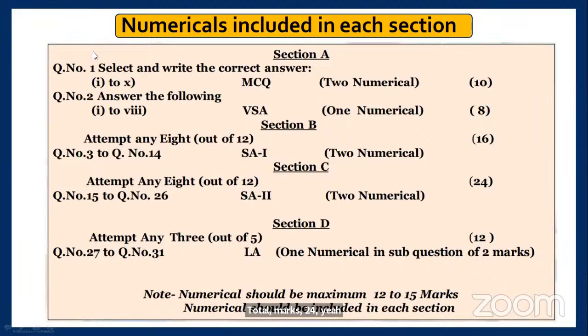Last section, section D. This is a long answer type section. Here you have to attempt any 3 out of 5. Question number 27 to question number 31, long answer types. 1 numerical in each, a sub-question of 2 marks. Numericals should be a maximum of 12 to 15 marks and are included in each section. So you have to pay attention to solving the numericals also. And whenever you write the answer for a numerical, you have to write the proper unit.